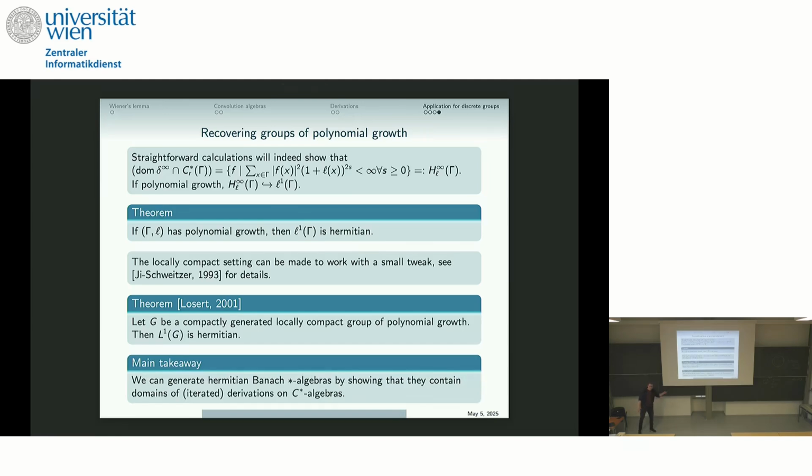And what I want the main takeaway to be is really what I wrote in the main theorem, which is that we can, using non-commutative geometry, but hopefully I can present this theorem in a paper in a way that you don't really have to care about the details, generate Hermitian Banach star algebras by showing that I can sandwich them between their enveloping C-star algebra, which is always fine, and the intersection of that enveloping C-star algebra with dom delta infinity for some derivation delta existing on A. So that's all I wanted to say, so thanks.